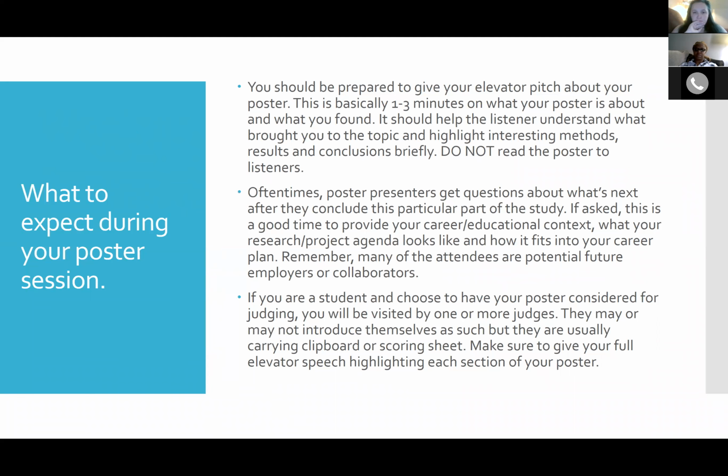But for this, I would prepare about 1 to 3 minutes on what your poster is and what you found. It should really help the listener understand the passion that you brought to the topic, highlight any interesting methods, any interesting findings, and go over the conclusions of your poster or the implications for practice briefly. You don't read the poster to listeners. That's one of the no-nos.